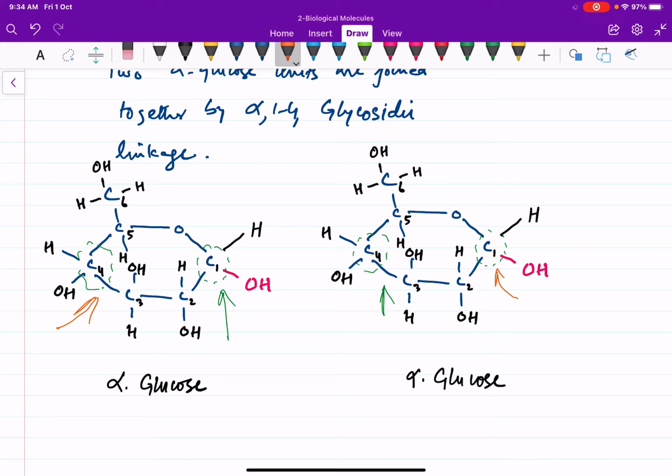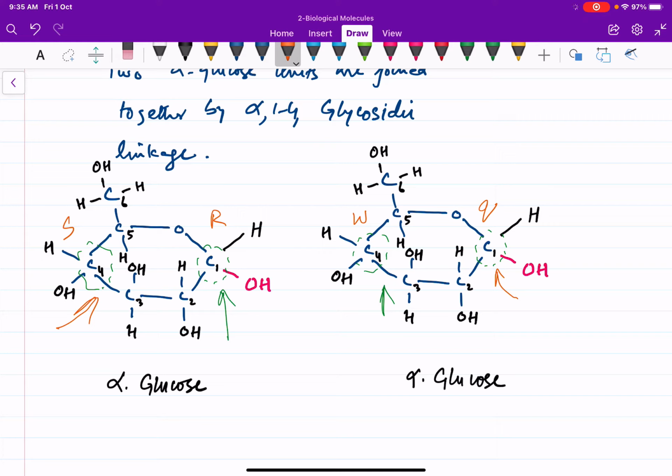If I write this is Q, this is W, this is R, and this is S. Can you tell me where alpha 1,4 glycosidic linkages can be made? Can an alpha 1,4 glycosidic linkage be made between Q and W? No. Between Q and R? No. Between Q and S? Yes. Between S and R? No. Between S and W? Yes.